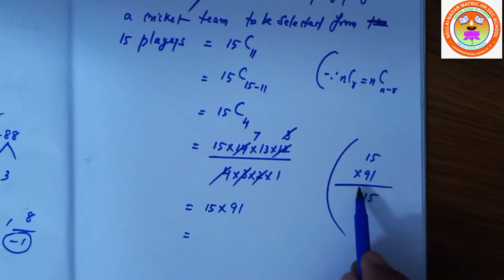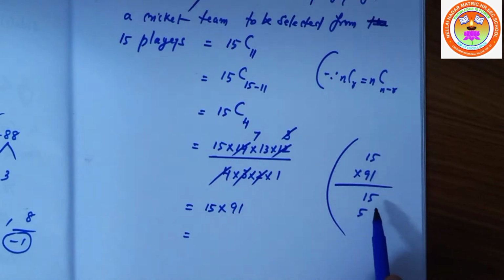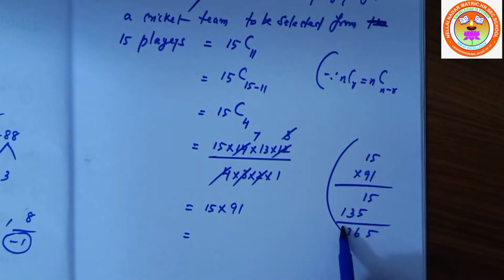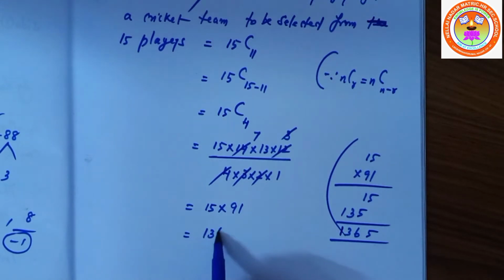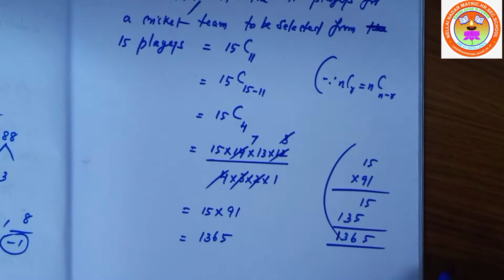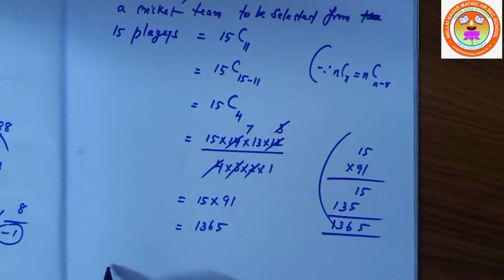1 into 15, 15, 9 5s are 45, balance 4, 9 1s are 9 plus 4, that is 13, equals 5, 6, 3, 1. So 1365. Total number of ways, that is 1365. Subdivision 1 is completed. Now I do subdivision number 2.